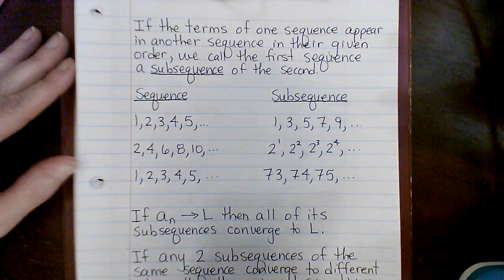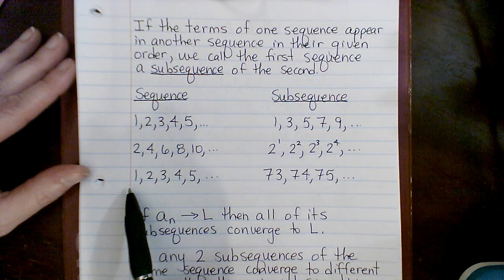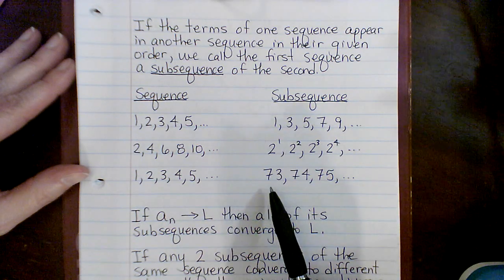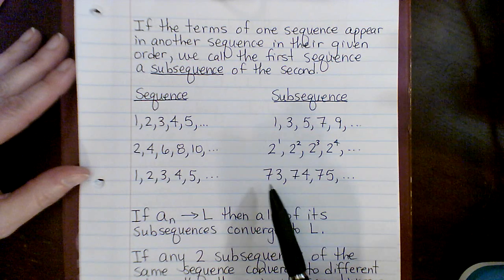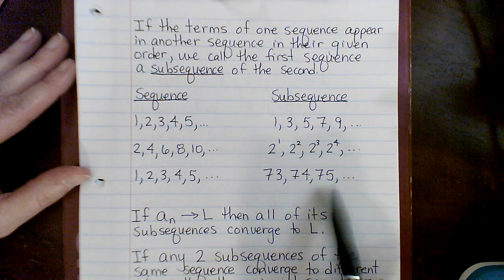Something you might not think about being a subsequence is if we have the sequence 1, 2, 3, 4, 5, and so on forever, that this is a subsequence. If you're talking about just the end of a sequence being the subsequence, this is called the tail of the sequence.